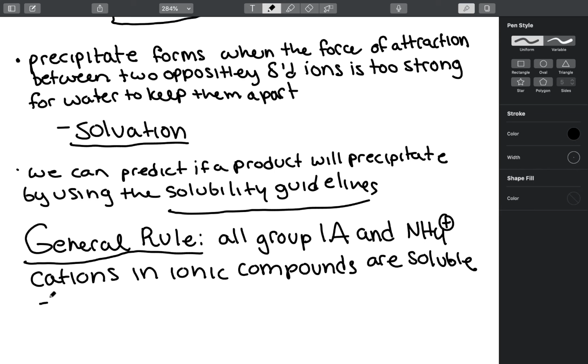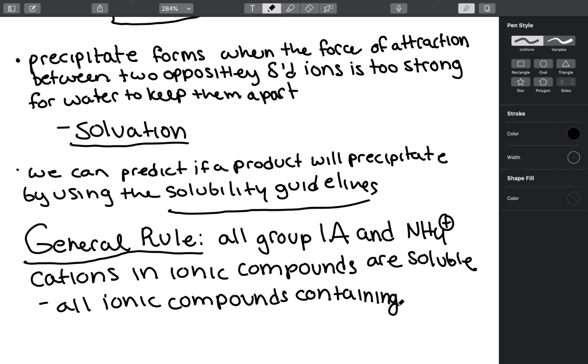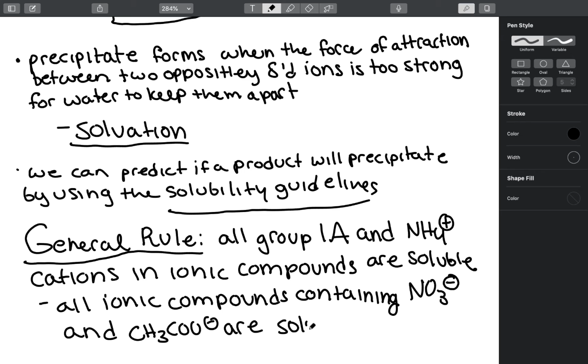And also, we know that all ionic compounds containing nitrate and acetate are soluble. So these are the two general rules that you should know about.